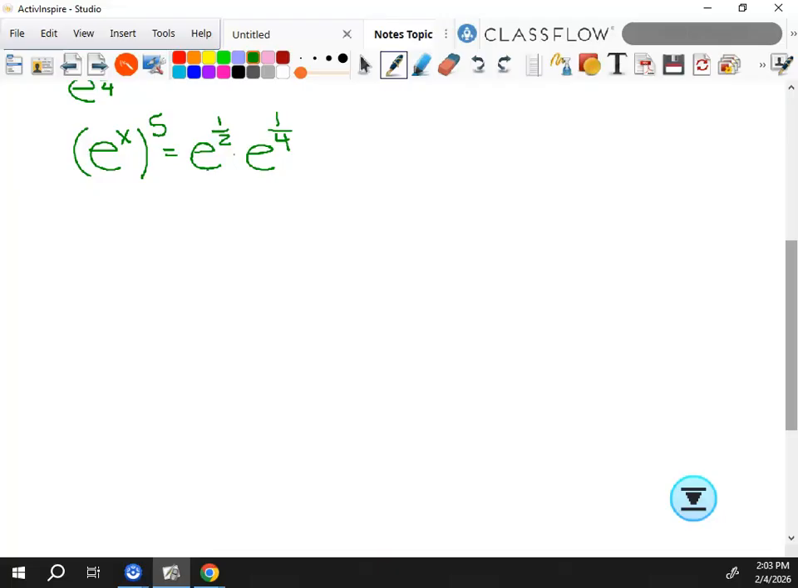If I multiply two terms with the same base, what do I do with the exponents? Add them. I'm going to, again, leave the left as e to the x. Is that brand new news to you? Yeah, new news. All right. What is 1/2 plus 1/4? 3/4. You have to be able to add and subtract fractions.